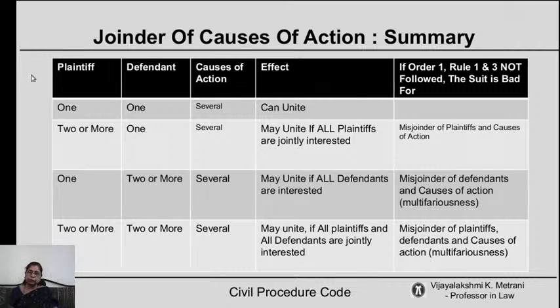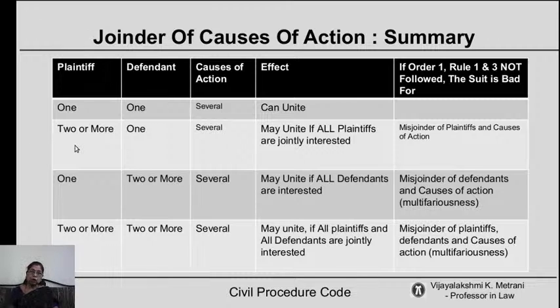So if there is one plaintiff and one defendant, several causes of action, they can unite all the causes of action in one suit. Plaintiff can unite. Only thing is he has to follow the conditions in order 1 rule 1 and order 1 rule 3, that is it should be arising out of the same act or transaction, and there should be common questions of law and fact to be discussed in that particular case which comes before the court. Okay, if it is followed, it can be united.